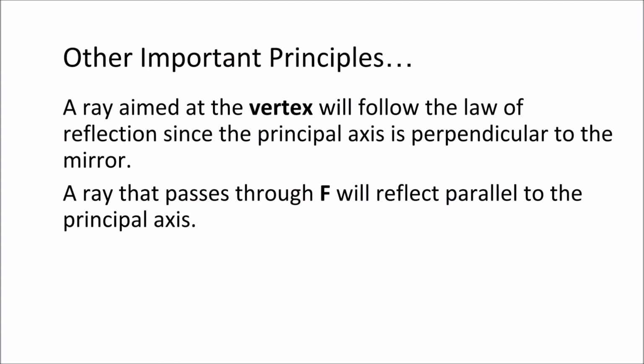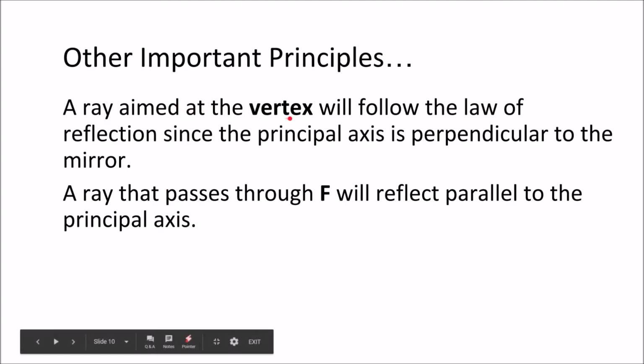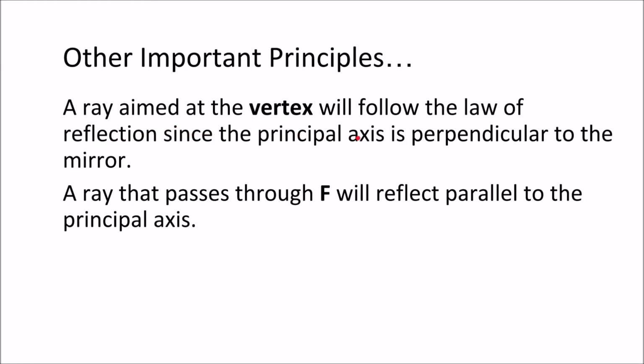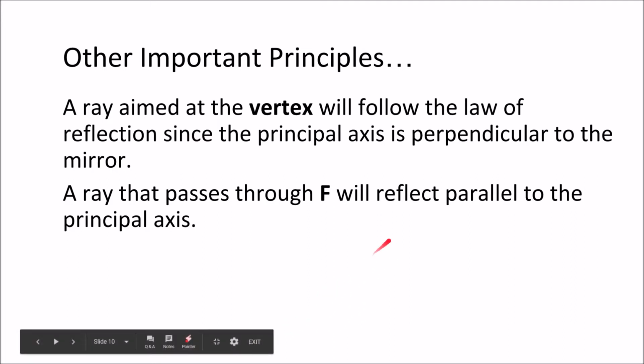Some other things to keep in mind: a ray that's aimed directly at the vertex will follow the law of reflection, since the principal axis is perpendicular to the mirror. What that means is that if I fire a ray directly at the vertex, it's going to reflect back at an angle that's equal to the angle of incidence.